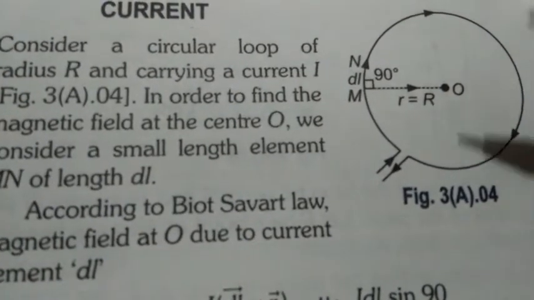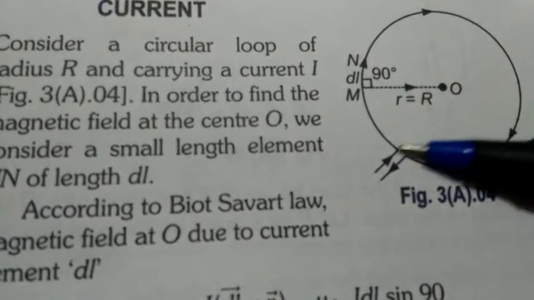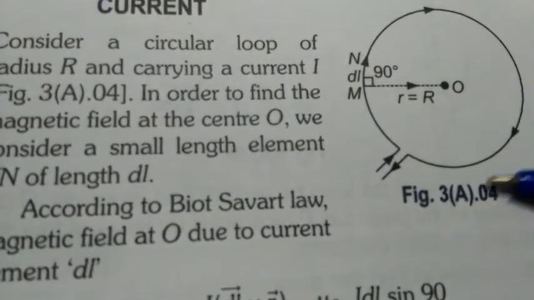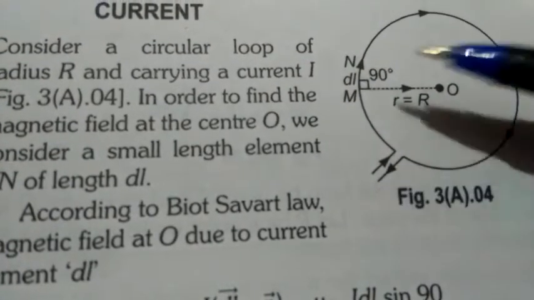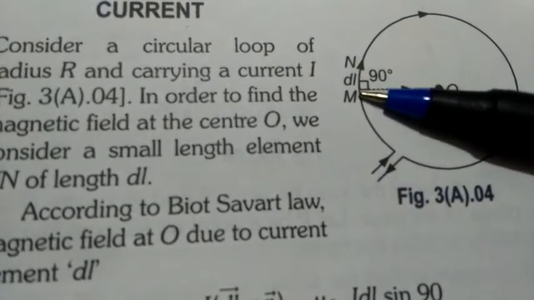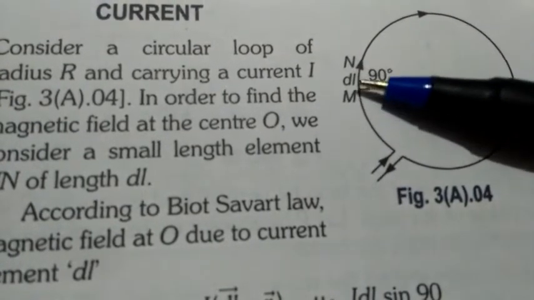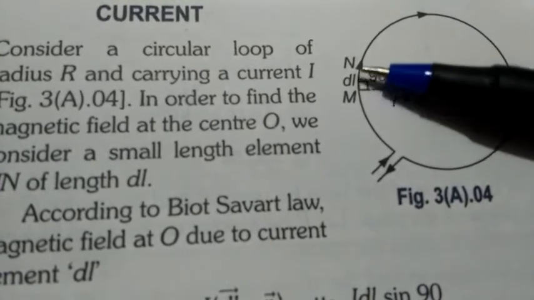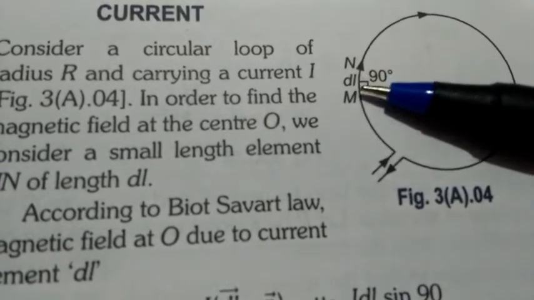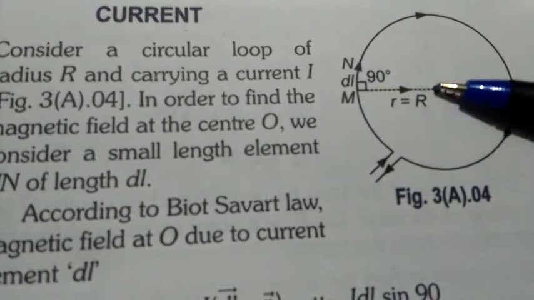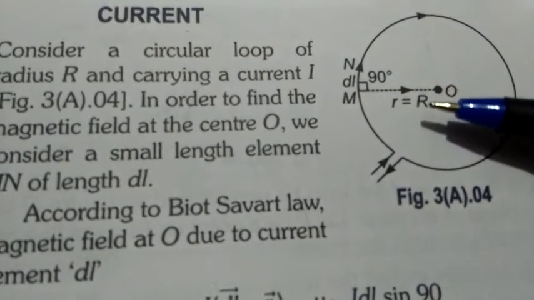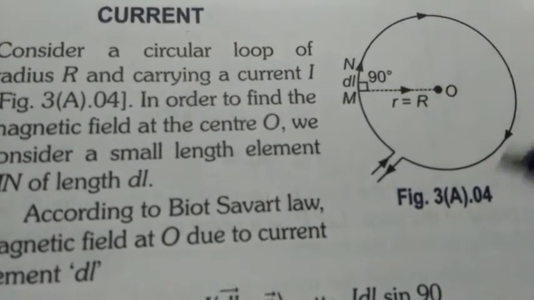To find out the magnetic field at point O, due to this circular loop, we will take one small element. Okay, a small element whose length is dl. Due to this small element, we will first find out what is the magnetic strength here. Then we will integrate that for the whole loop.